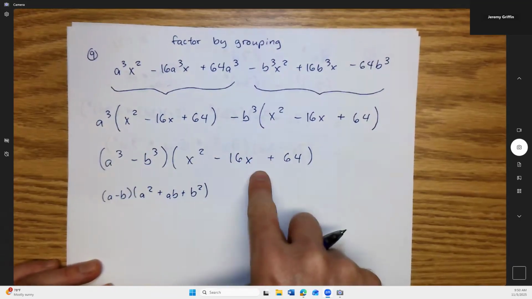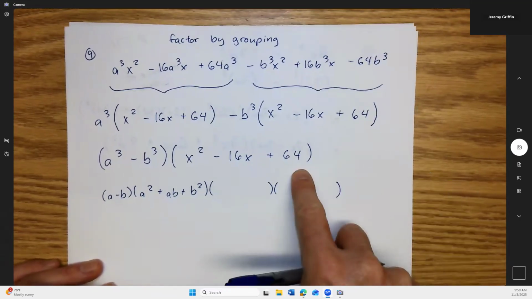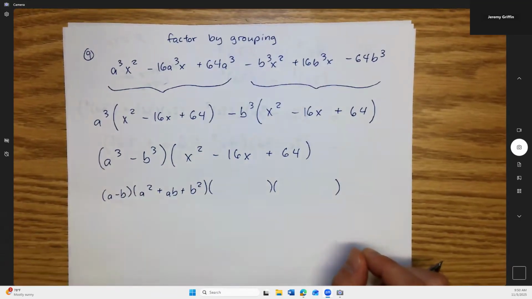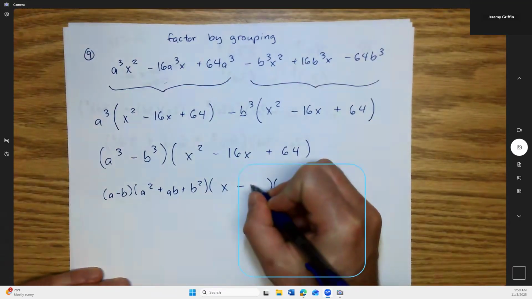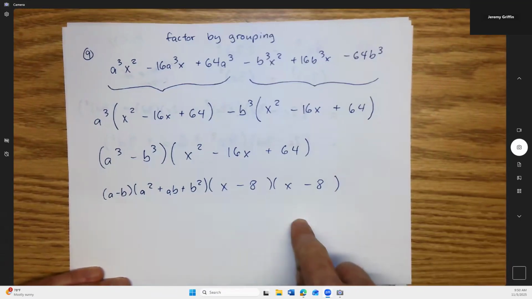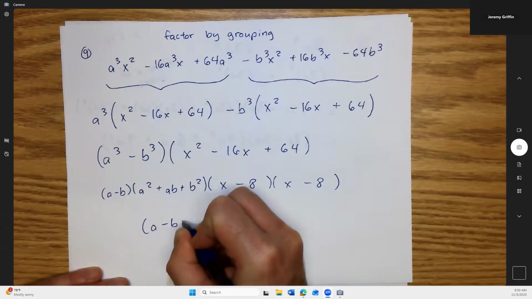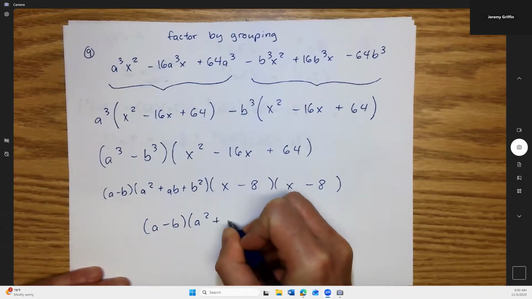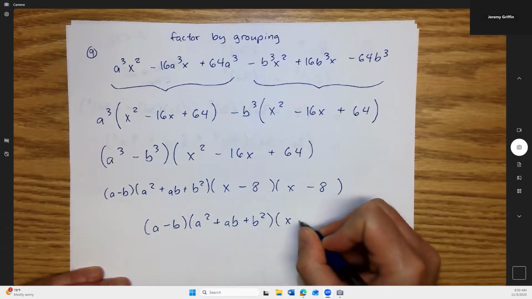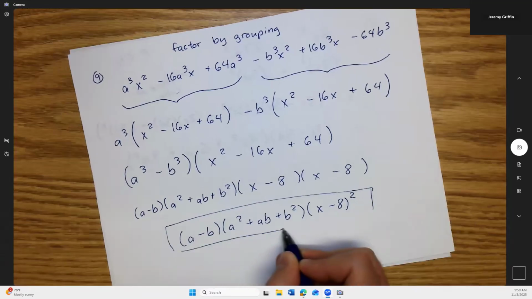And then this over here, can you guys think of 2 numbers that multiply to 64 and add to negative 16? What and what? Negative 8 and negative 8. Exactly. Actually, you could call that x minus 8 quantity squared. You could do that too. Here, I'll write it that way, and that'll be the last way I could simplify it. So a minus b, a squared plus ab plus b squared, all times x minus 8 quantity squared. So that would be simplified form right there.